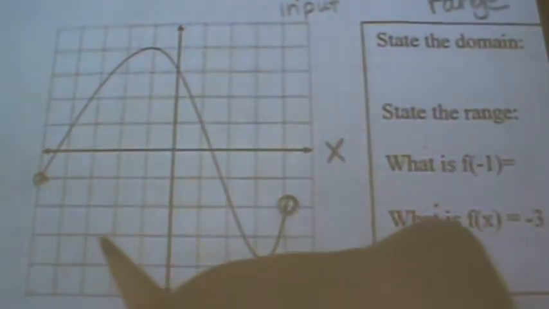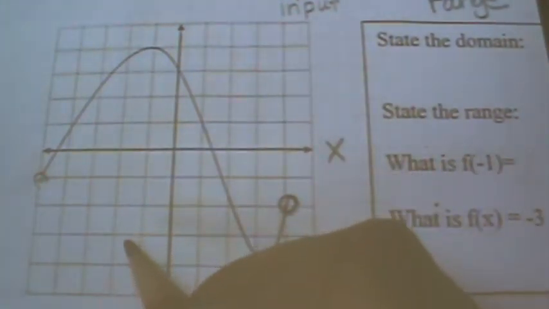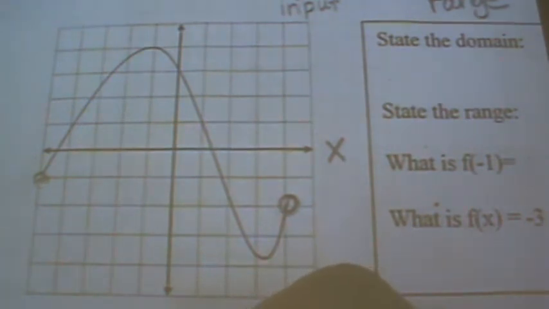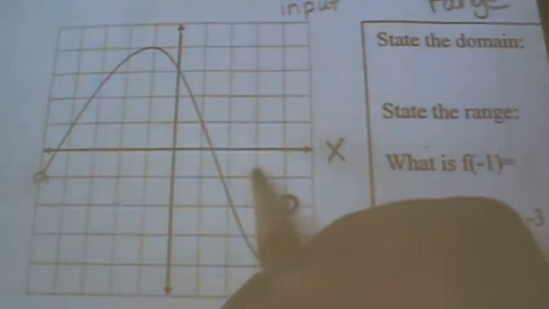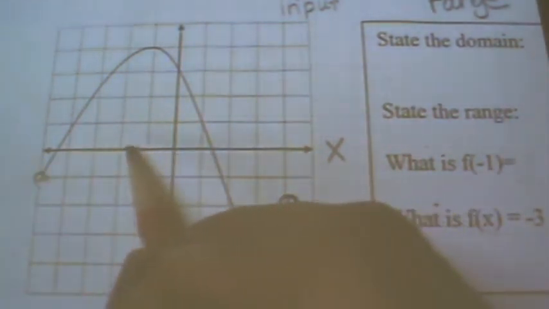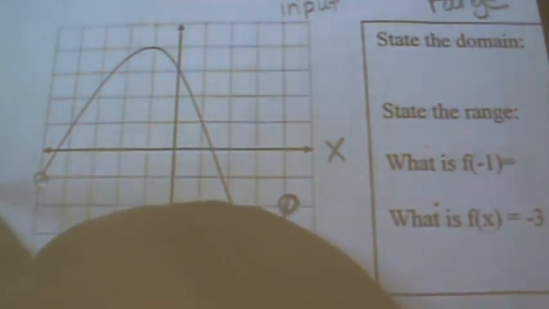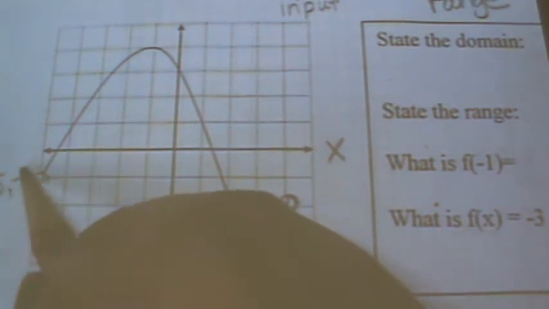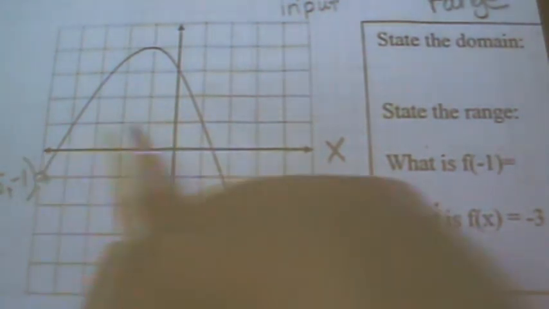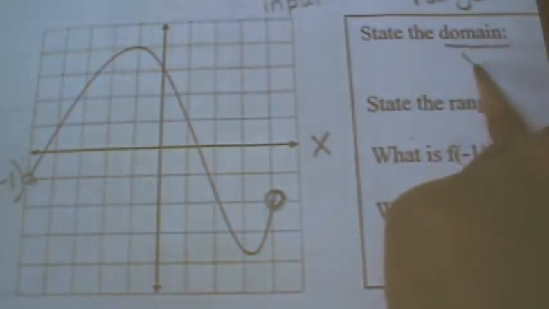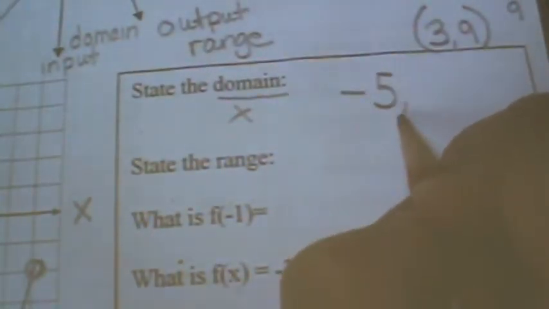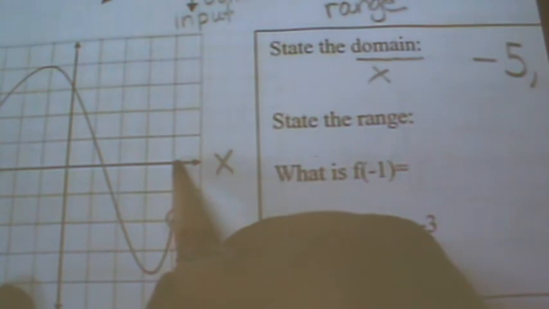So we always read, if I opened up a book, we read left to right, right? Yeah. We start with the smallest number. What is the smallest x value? What ordered pair is this? This is -5, -1. So what's the x value? The domain is the x's. So we're gonna say -5, comma, and it goes to 4.